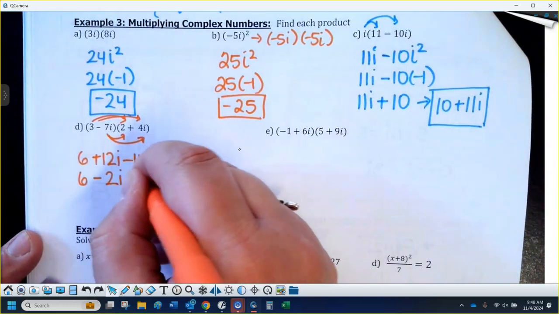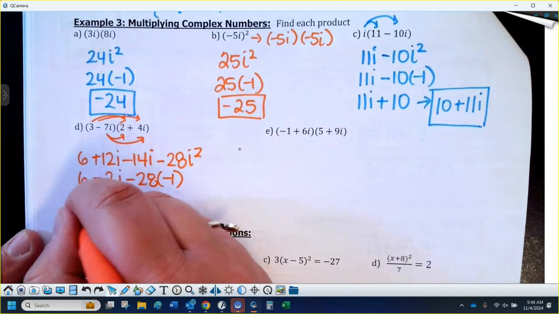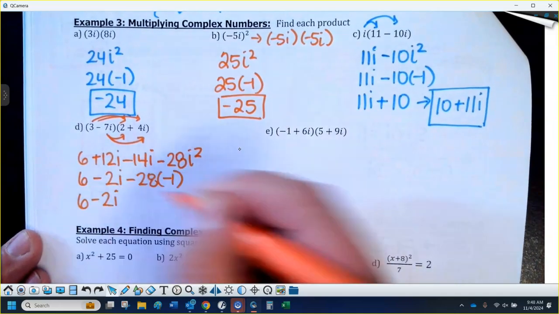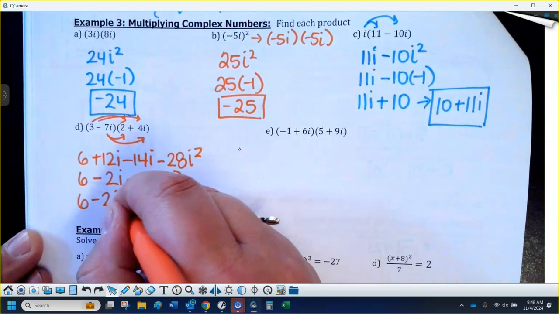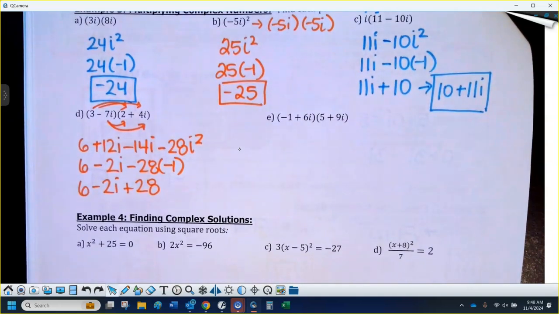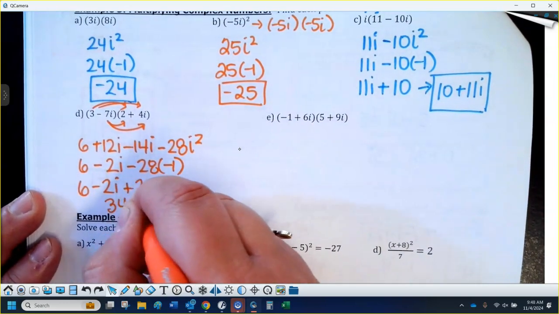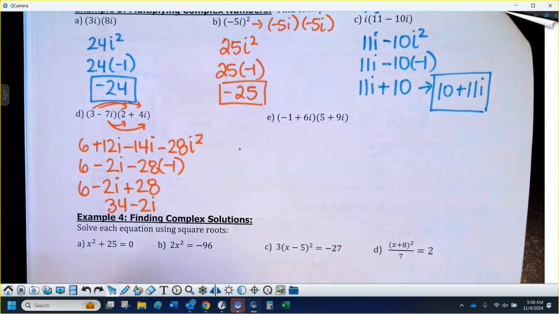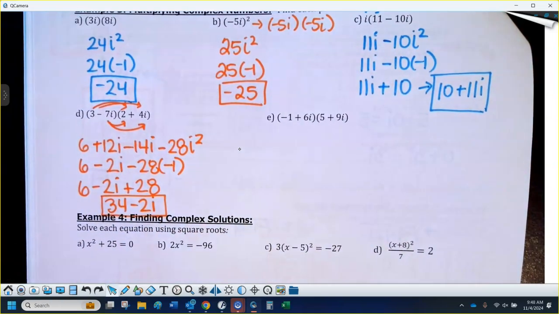This last term is really -28 times -1. You do not have to write all these steps out if you understand this. -28 times -1 really means that final term would be +28. The only other thing I could do there is add those real parts. I have a 6 and I have a 28, so together that'd be 34, and then minus the imaginary part, which was the 2i. So the real part should come first, the imaginary part should come second.